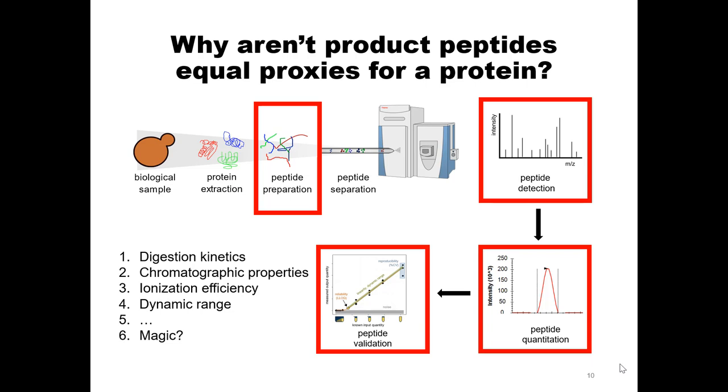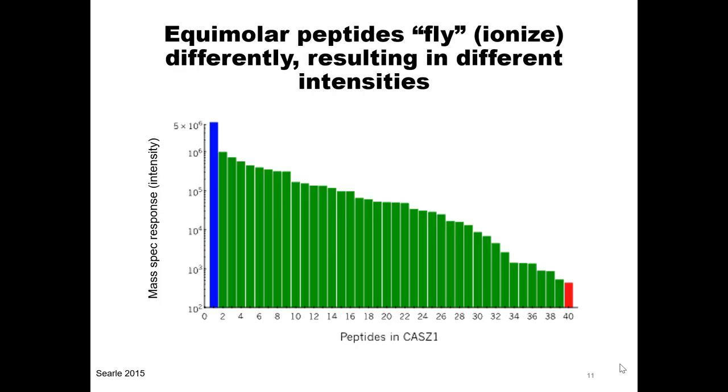Another reason is the chromatographic properties. Maybe a very hydrophobic peptide, eluting at the very end of my gradient, has a very junky-looking chromatogram. Or maybe it elutes very early and has an extremely sharp chromatogram. We talked about peak shape yesterday and how that affects our quant. Ionization efficiency is another reason we might have problems.